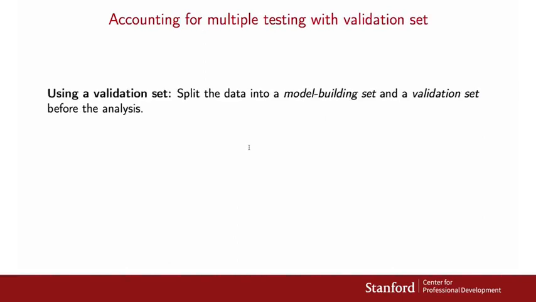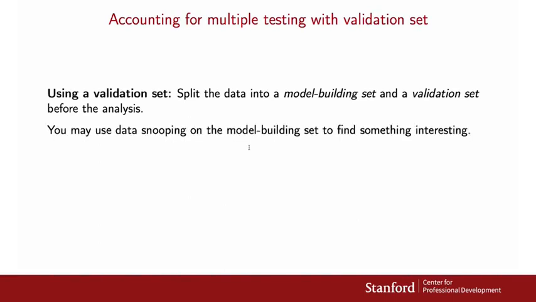The third approach we are looking at is called the validation set approach. The idea is you split your data set into 2 parts. One is a model building set and the other is a validation set. Now you use the first part, the model building set, to find something interesting. So you may well use data snooping on that one. After you come up with a hypothesis, you test this hypothesis on the validation set. This is not multiple testing anymore, because the test you did on the validation set is only one test, and the validation set is completely different from the model building set.